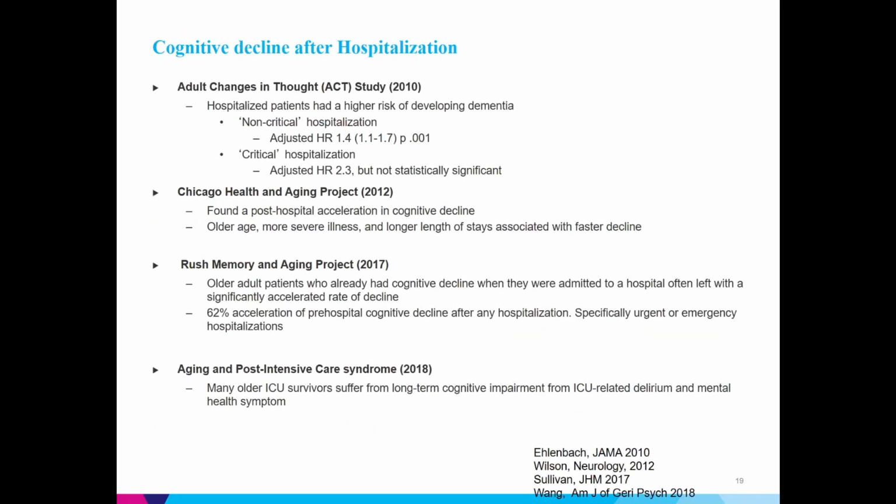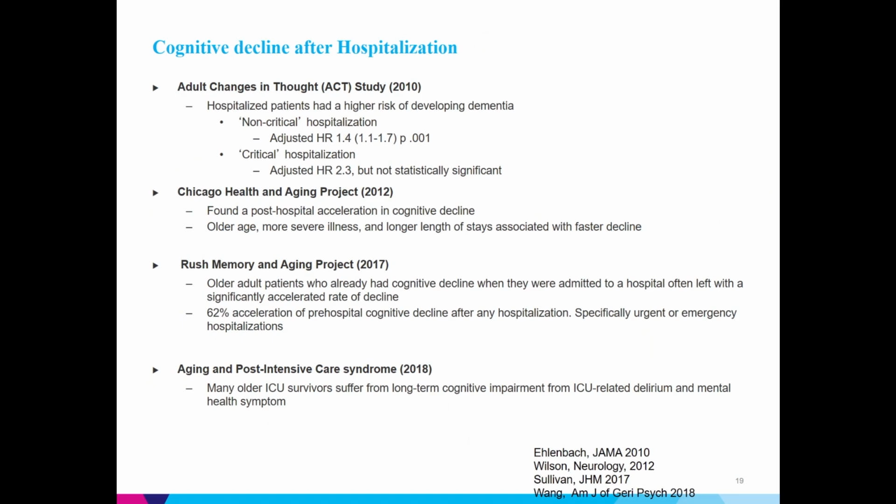A number of studies have looked at the implications of hospitalization on cognitive decline. I've listed here several studies between 2010 through 2018, which have looked at hospitalized patients in a population of older adults who've either developed dementia post-acute hospitalization, have seen an acceleration in cognitive decline after a hospitalization, or cognitive impairment, especially after a course of ICU delirium or an acute hospitalization with severe illness.